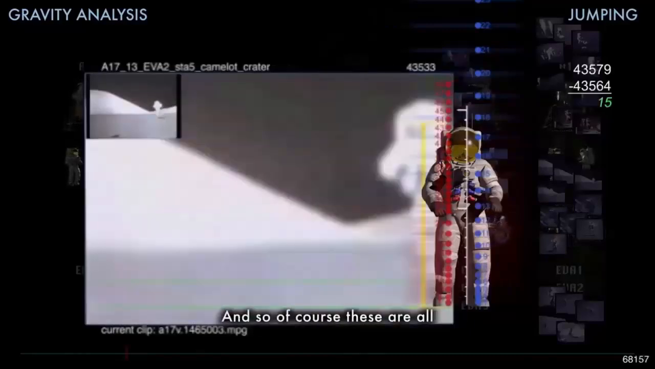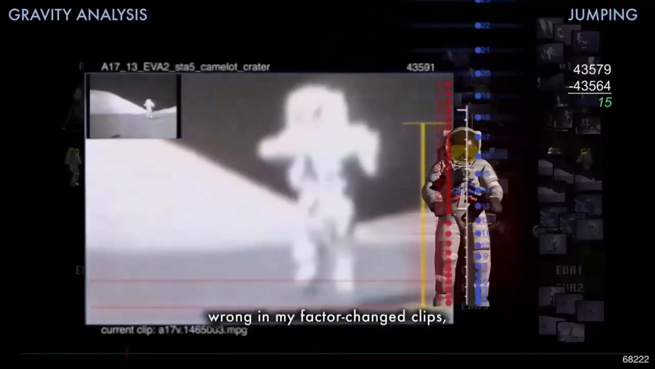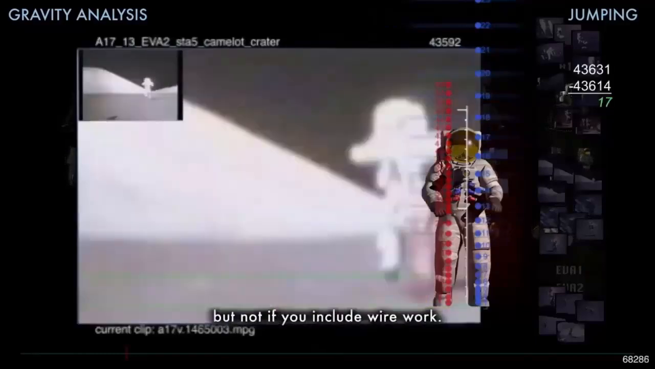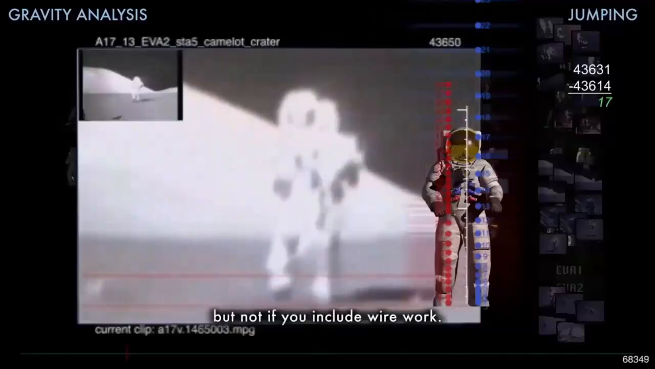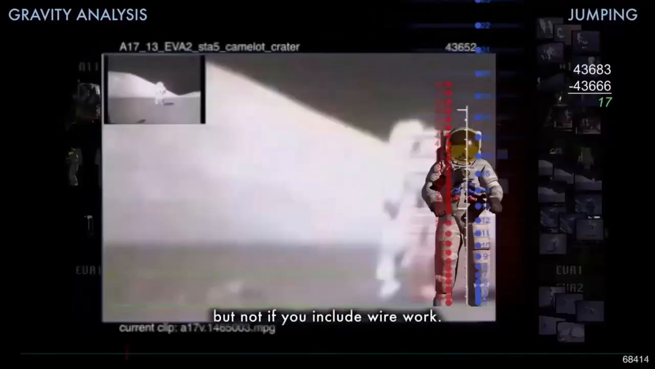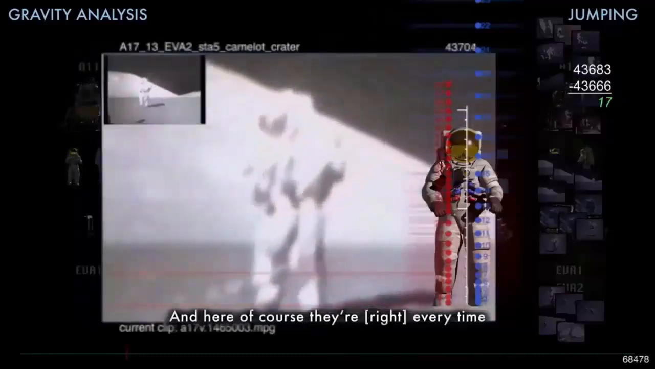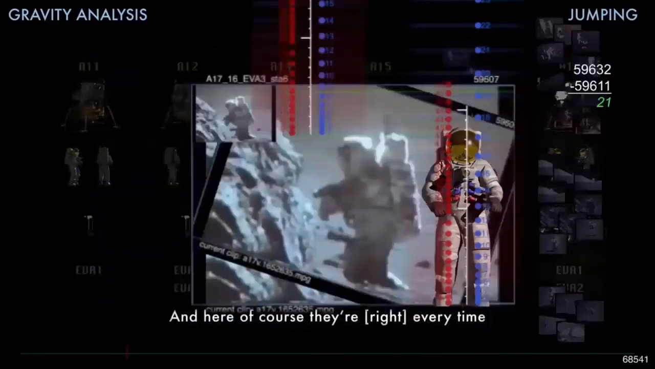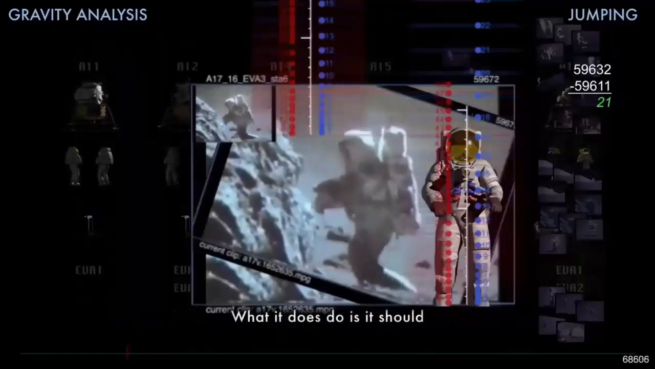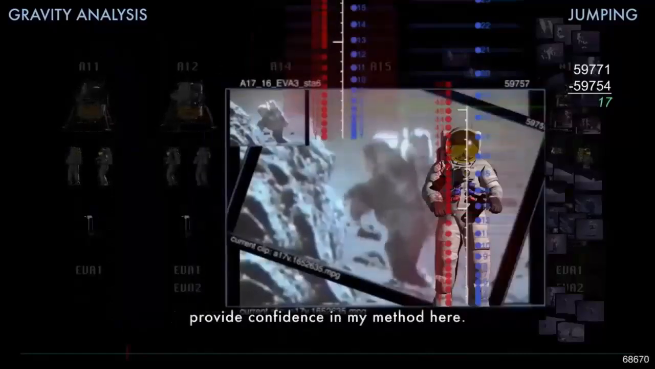And so of course, these are all wrong in my factor change clips. But not if you include wire work. And here of course, they're right every time. What it does do is it should provide confidence in my method here.